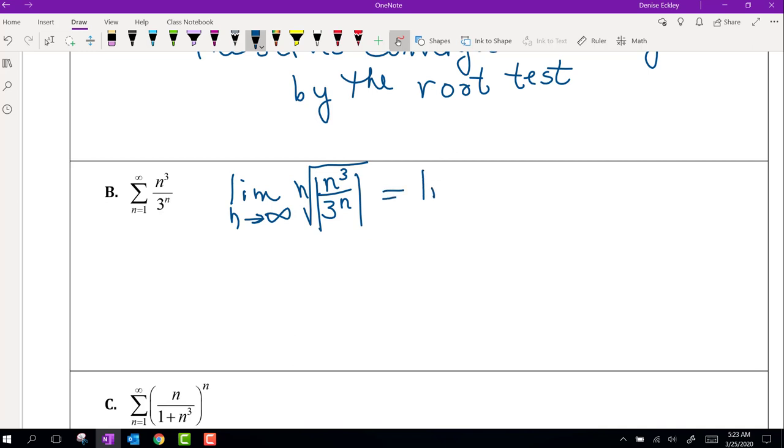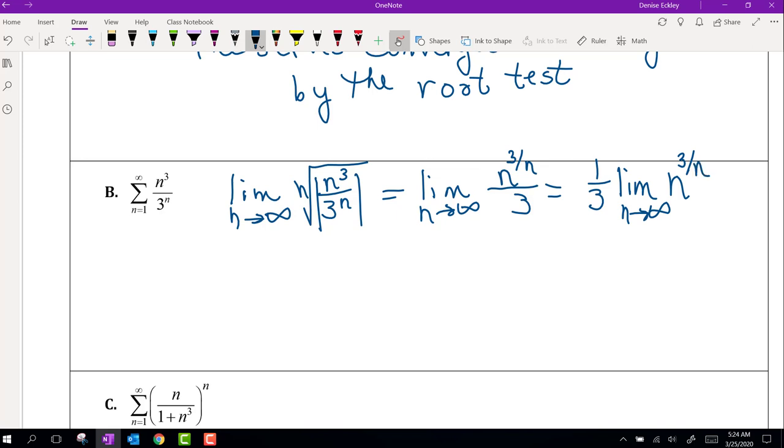And so when I do that, I can simplify. And what I get is, in my denominator, I just have 3. And in my numerator, I'm going to have n to the 3 over n if I write it as a rational exponent. So now, let me rewrite this one more time here. Make it a little more simple. So I can pull that 1/3 out now. So maybe I'll make it a little easier to see.